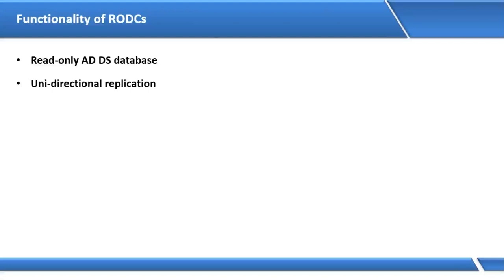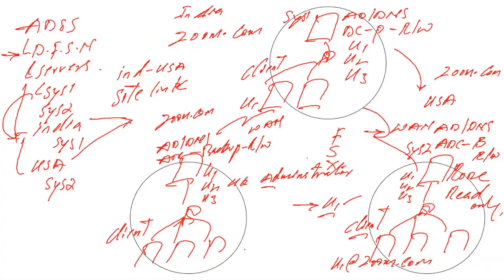But one more drawback is there here. Data will replicate from DC to RODC. All the accounts will update from DC to RODC except passwords. Password will not update automatically from DC to RODC, right? So RODC this time contains only user accounts, but not passwords.